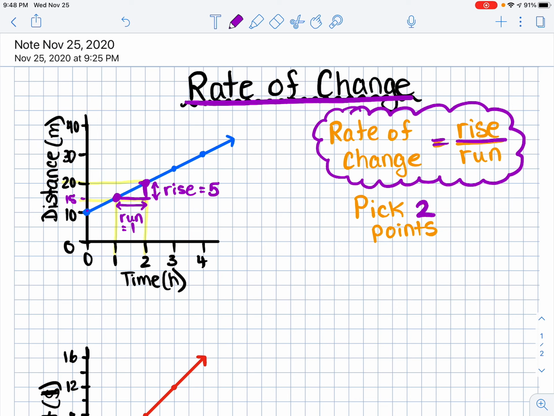So the rate of change of this line would be equal to rise over run, 5 over 1, which is just equal to 5. And you can use the graph units, so meters per hour, 5 meters per hour. So in this graph, the rate of change is saying how fast someone's going. It's telling us the speed.